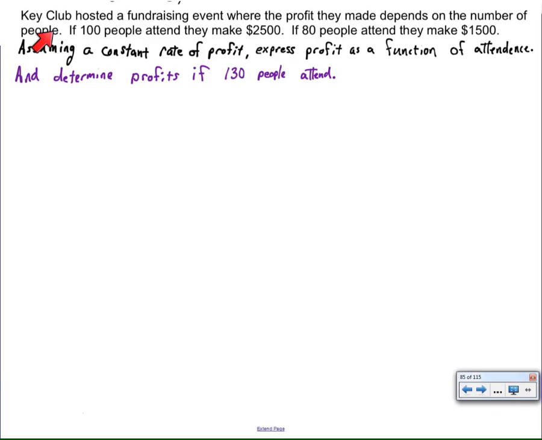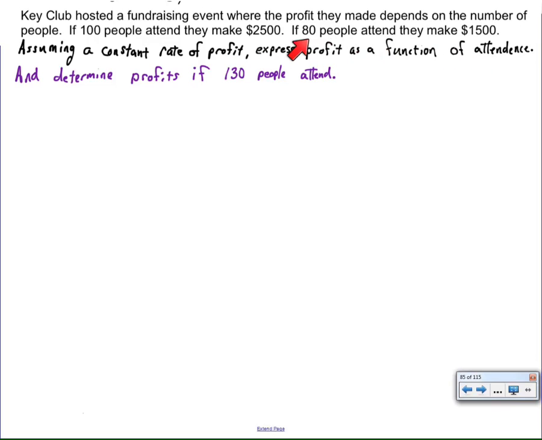So here's what we have. We've got a club who's hosting a fundraiser, and the profit, of course, depends on how many people attend the fundraiser. And here's some things we know. If 100 people attend, we get $2,500 profit, and if 80 people attend, we only get $1,500 profit. So, assuming a constant rate of profit, so when you see the phrase constant rate of profit, that sort of implies linear functions, express profit as a function of attendance.